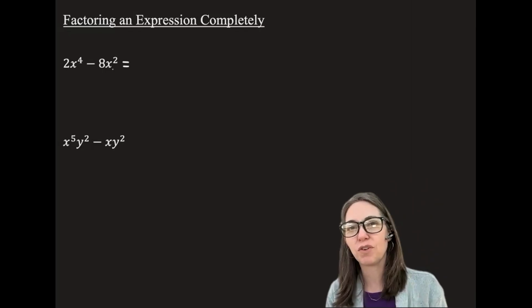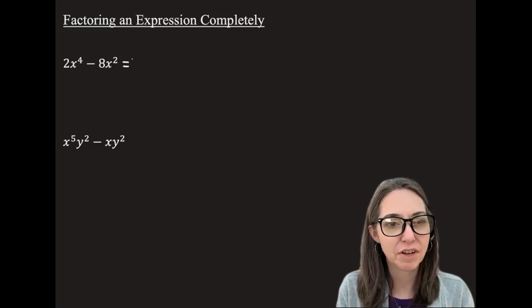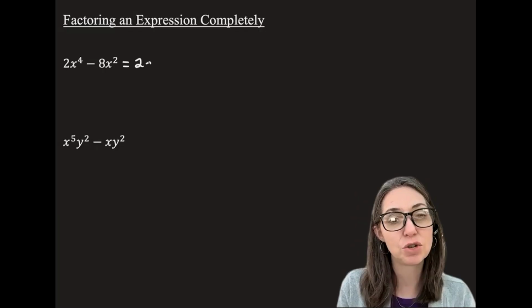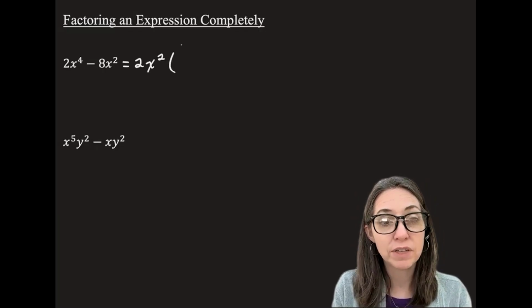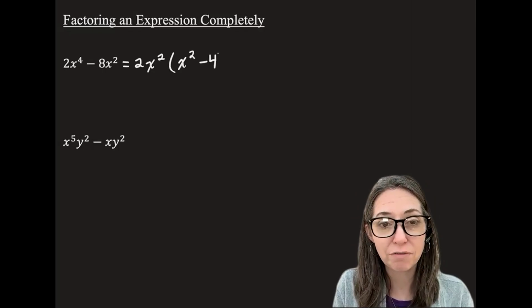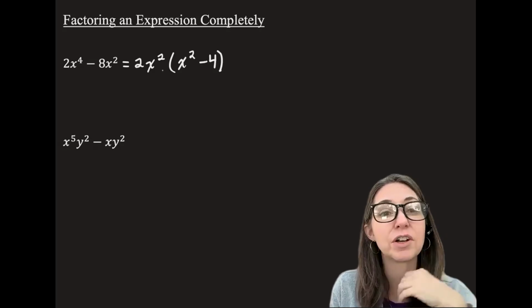So we look for the greatest common factor first, just like always. Both terms have a 2 and they have at least two x's. So let's pull out 2x squared. And that will leave us with just x squared from the first term and negative 4 from the second term. So it is factored at this point, right? But it is not factored completely.